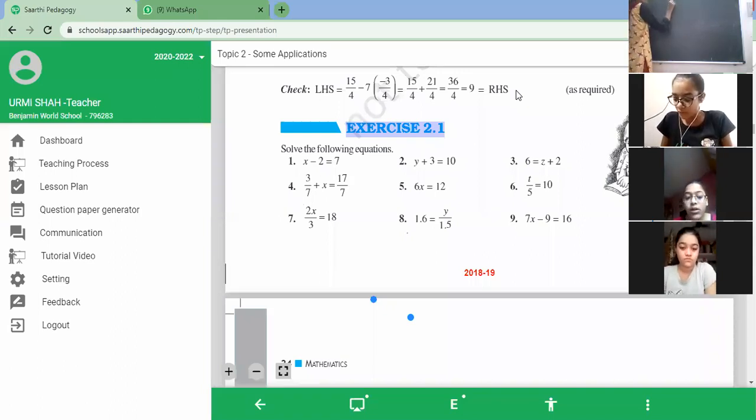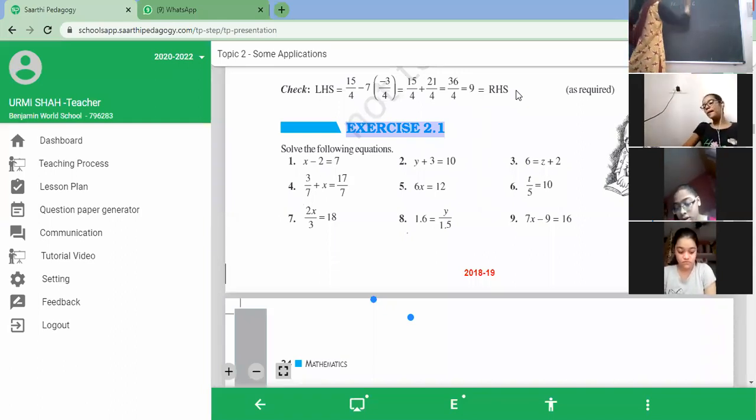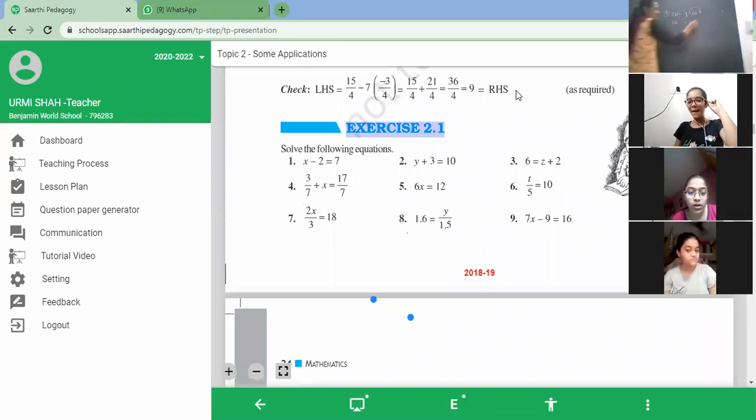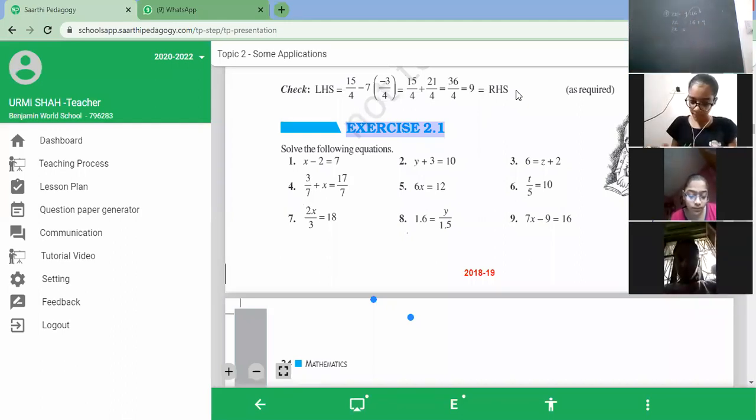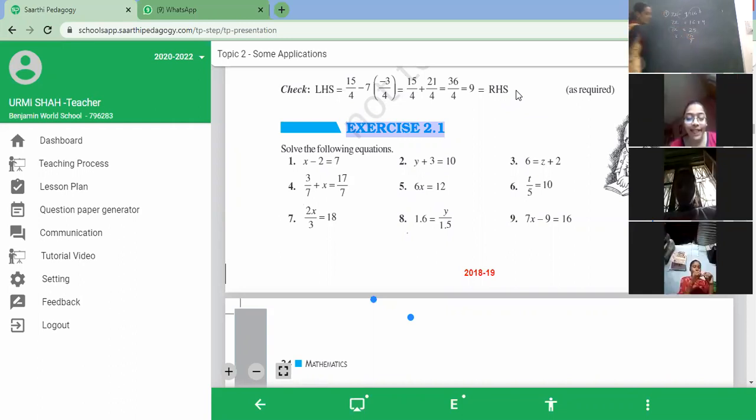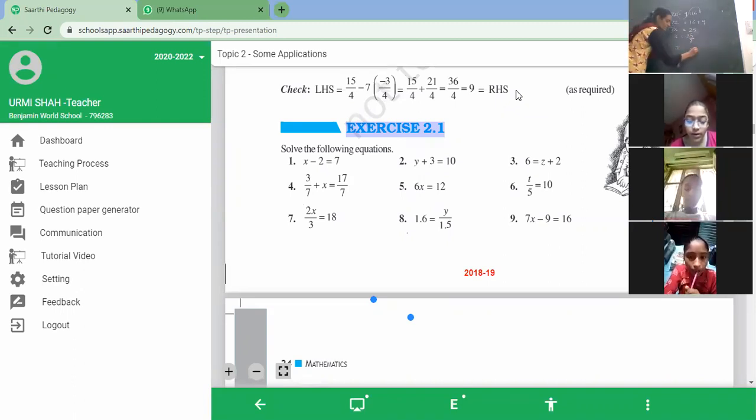So here what will come? 7x is there. Here 16 will go on the other side and become plus 9. So you will get 7x is equal to 16 plus 9 is equal to 25. You will get x is equal to 25. It is in the numerator, it will go in the denominator. So 25 upon 7. And if you want to convert into a mixed fraction, what will it become?